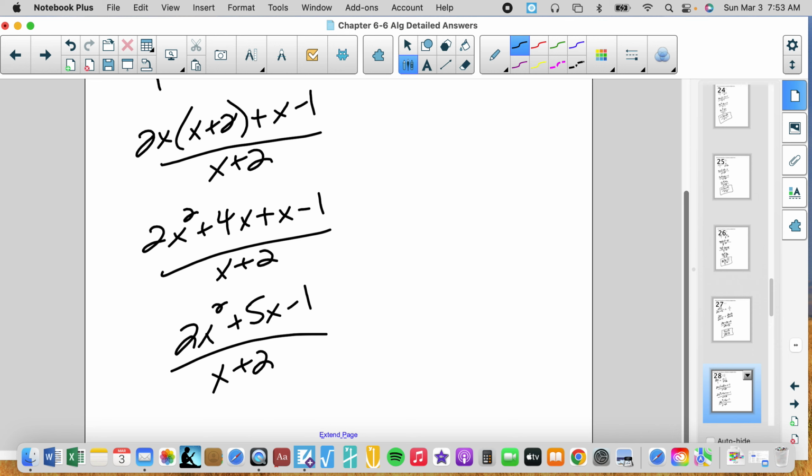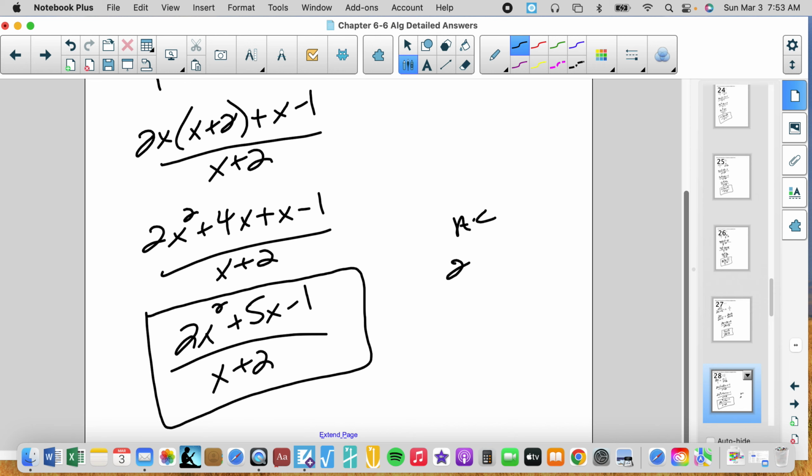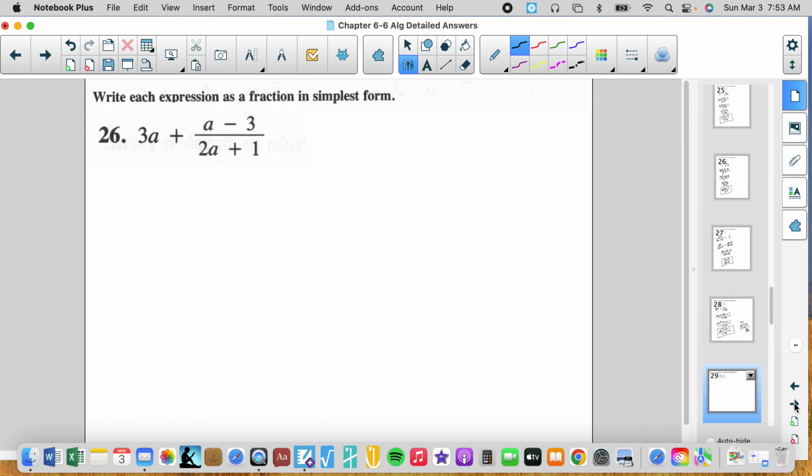Now, so we're going to see, and that can't be factored. I already know that. But we'll do a times c. So that's 2 times 1 is 2. Factors of 2 are 1 and 2. Signs are different. Bigger is positive. So that's not my middle. So that's unfactorable. Okay, so that is as simplified as you can get.